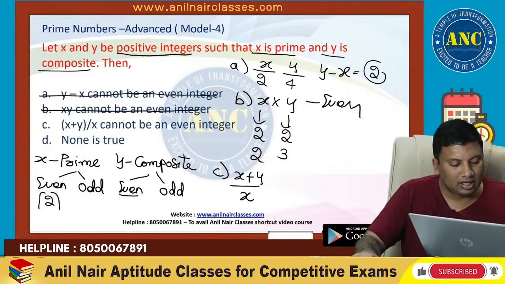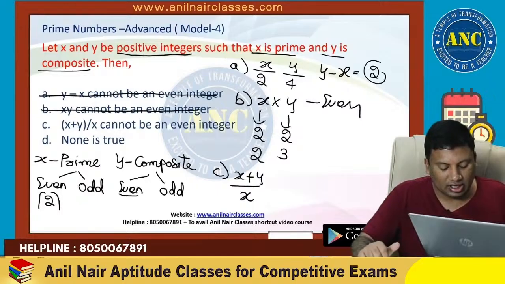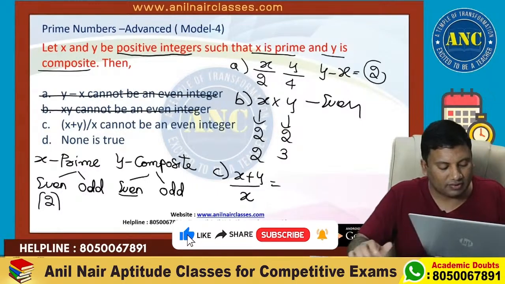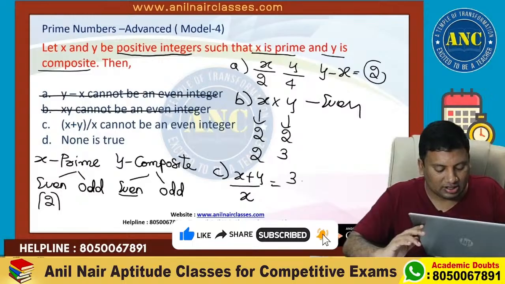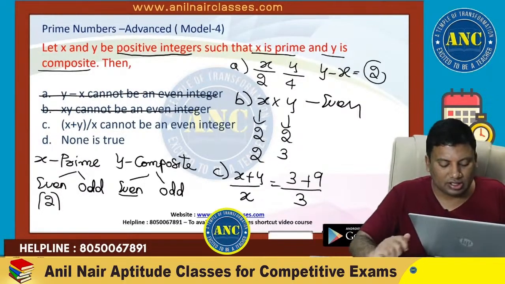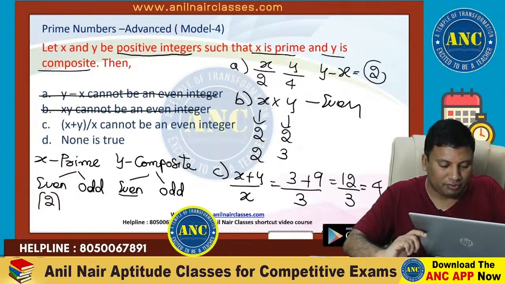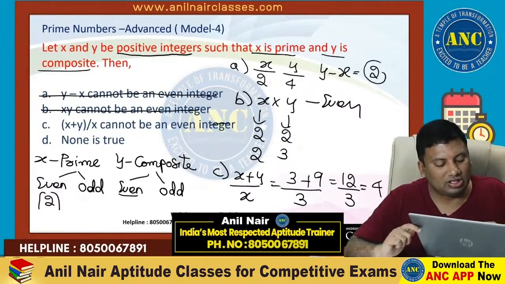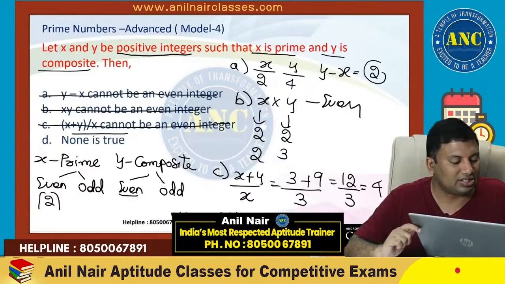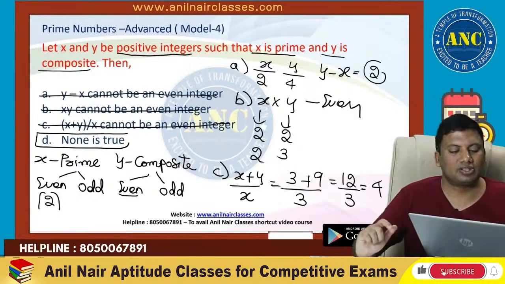Next one: x plus y divided by x cannot be an even integer. For example, suppose x is 3, y is 9. Divided by 3, this is nothing but 12 by 3, which is 4. 4 is an even integer. This cannot be true. The answer is none of the statements is true.